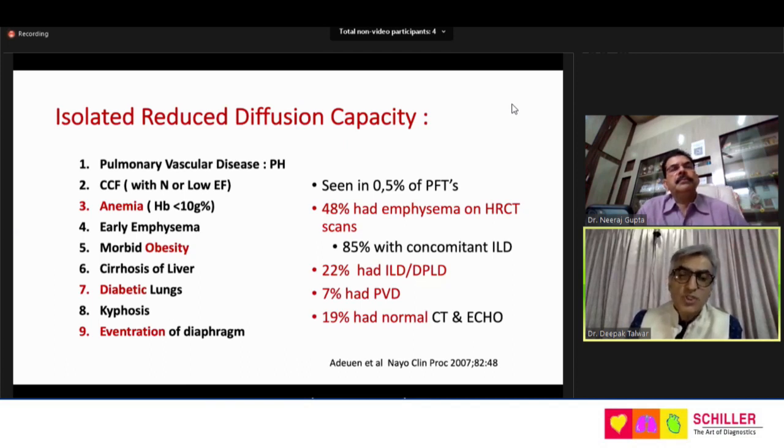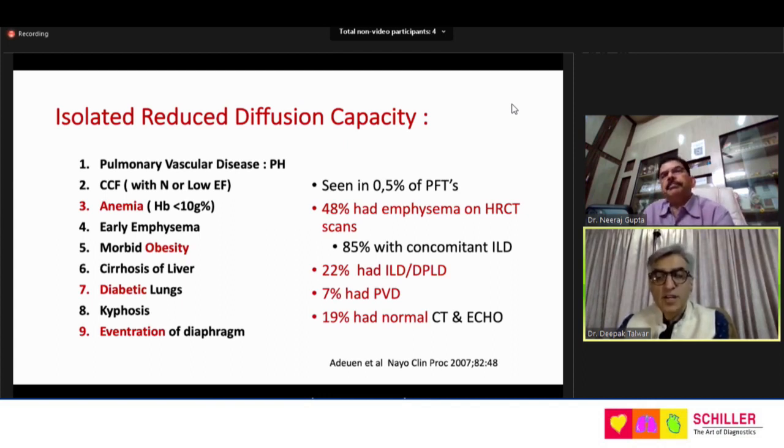Morbid obesity. Yes, in those conditions, generally the KCO, the ratio we are talking about, is elevated. So in this, the KCO is reduced. Cirrhosis of liver, diabetic lungs, kyphosis, and eventration of diaphragms all have been associated with isolated reduced diffusion capacity. So when you get this kind of a finding in a complete lung function test, which includes lung volumes and diffusion capacity, you need to evaluate one by one which is the most likely. And most likely missed is pulmonary vascular disease or combined emphysema and interstitial lung disease, that is CPFE, for which you require an HRCT. If HRCT is normal and you get this isolated reduced diffusion capacity, most likely what you are looking at is a pulmonary vascular disease, that is pulmonary hypertension.